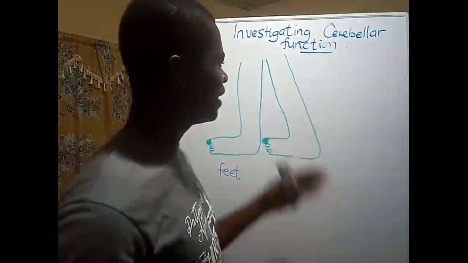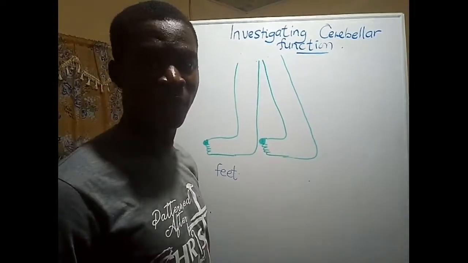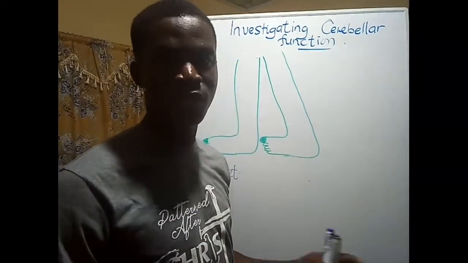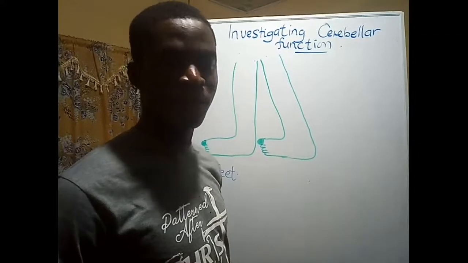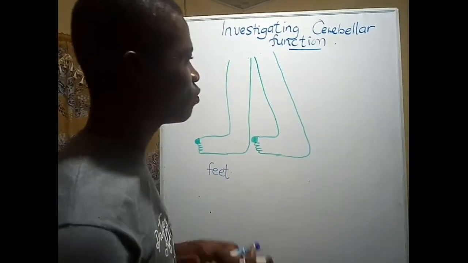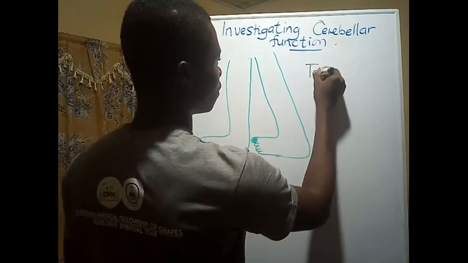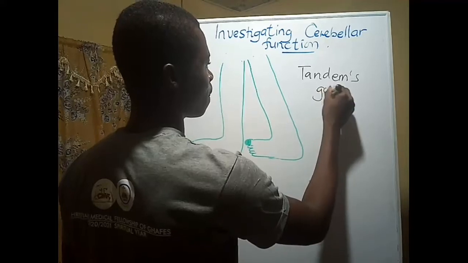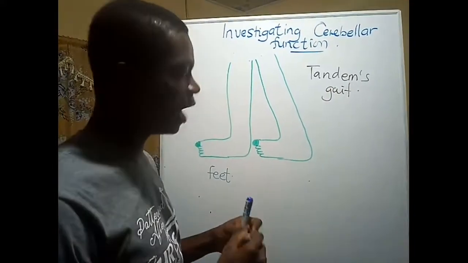and posture. Now, if someone has a problem with his or her cerebellum, you would have to ask the person to perform several activities that will help you ascertain that. The first one we are going to look at is what we call tandem gait. Now, how do you verify this?